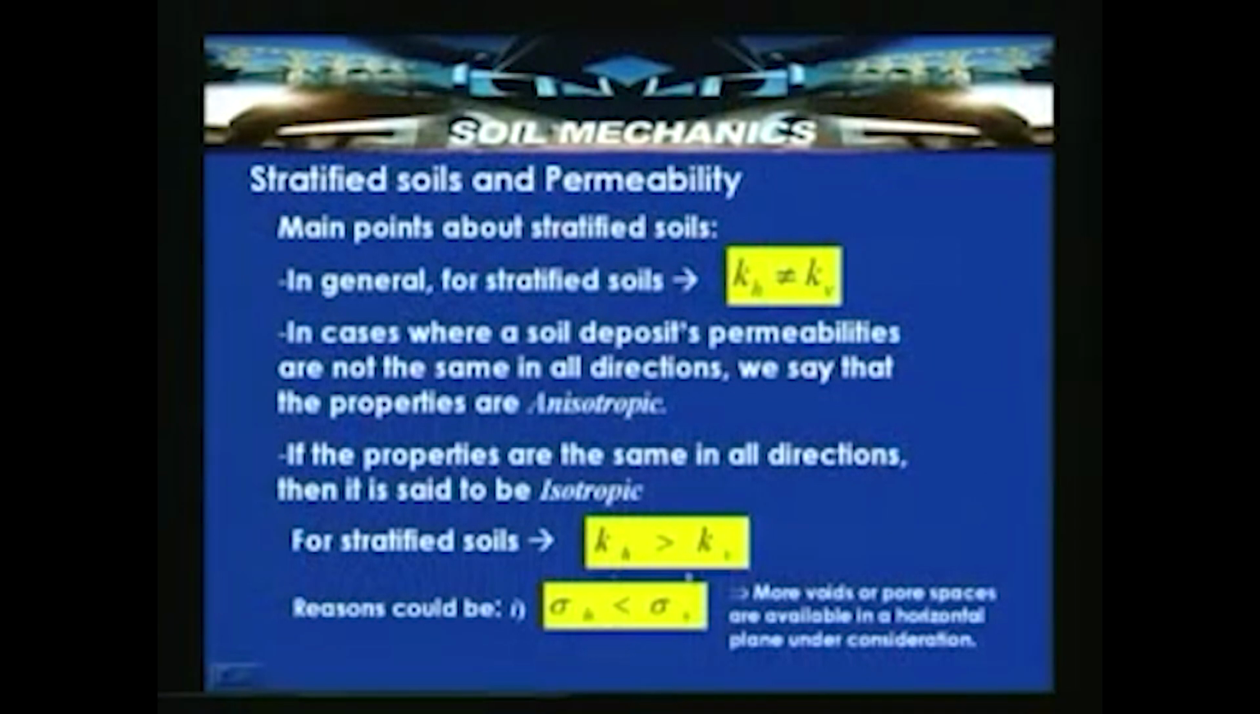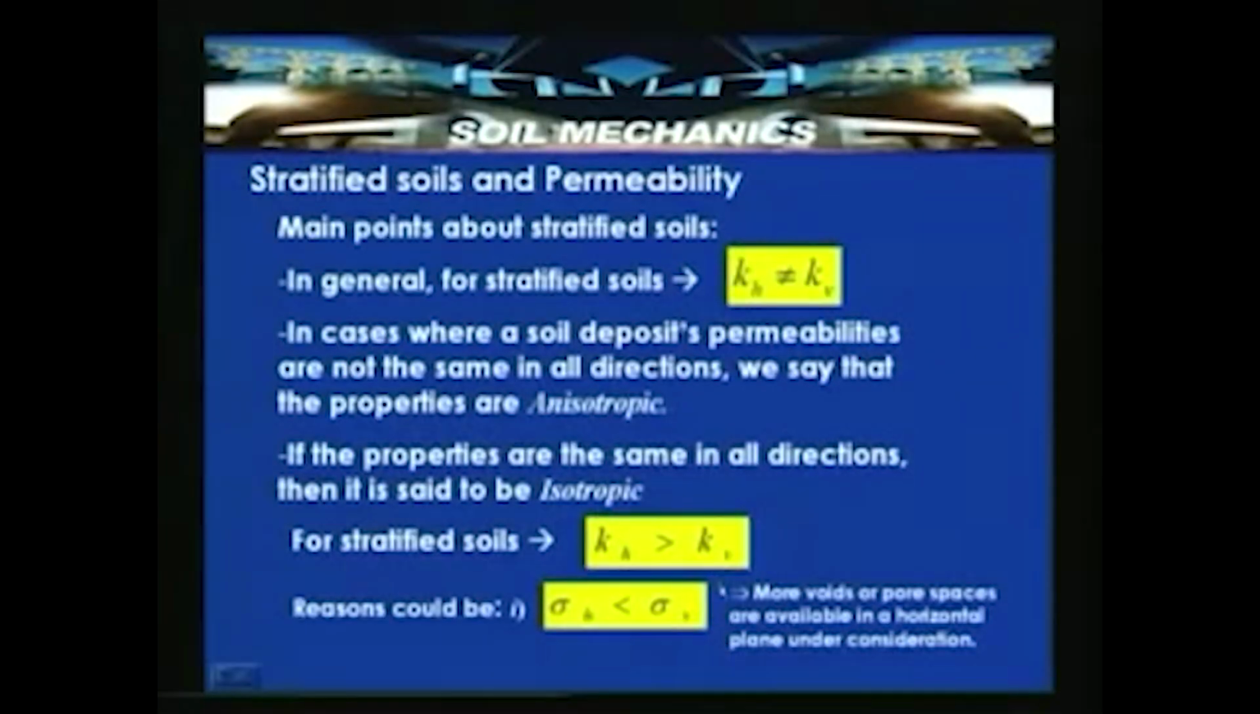For example, if you are considering flow in three directions, say permeability in the x direction, y direction and z direction, and the permeability is not the same in all the directions, say k_x is not equal to k_y is not equal to k_z, then we say it is an anisotropic condition. So, where soil deposit permeabilities are not the same in all directions, we say the properties are anisotropic. If the properties are the same in all directions, it is said to be isotropic from the permeability point of view.